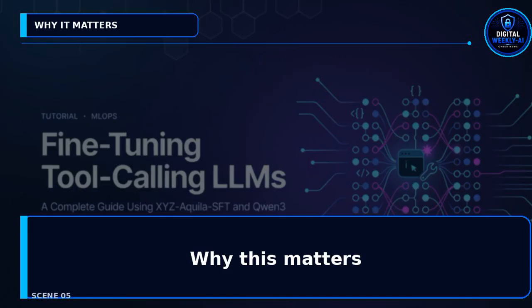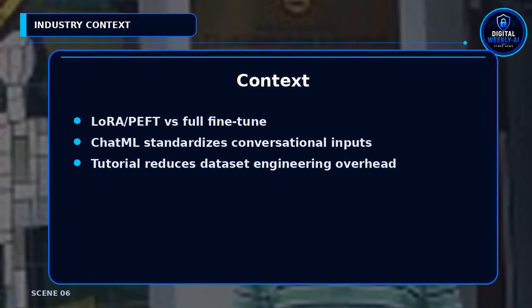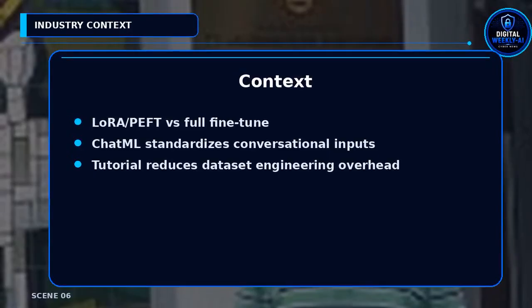Teacher-forced probes give a direct measure of tool call prediction improvement. PEFT and LoRA are common for efficient model adaptation. ChatML preserves role-marked conversational inputs. This tutorial provides an auditable path to convert embedded tool schemas and measure tool call accuracy with teacher-forced probes. That reduces ad hoc dataset engineering.